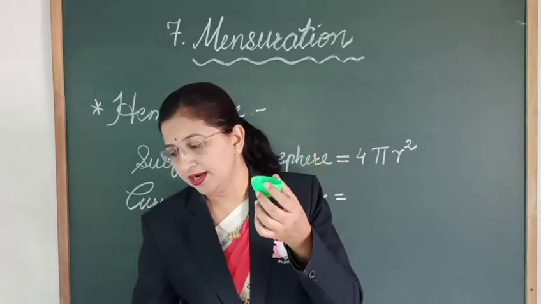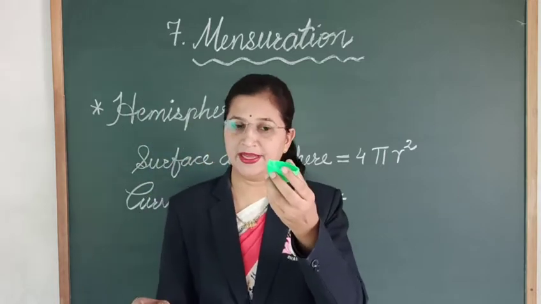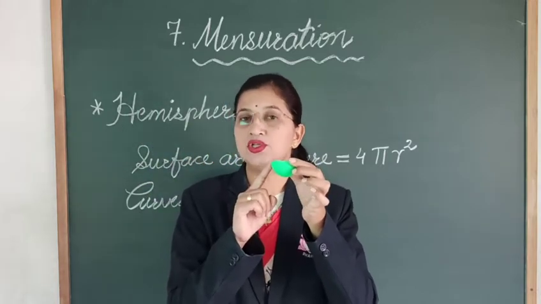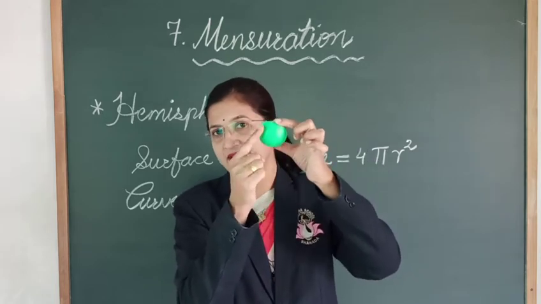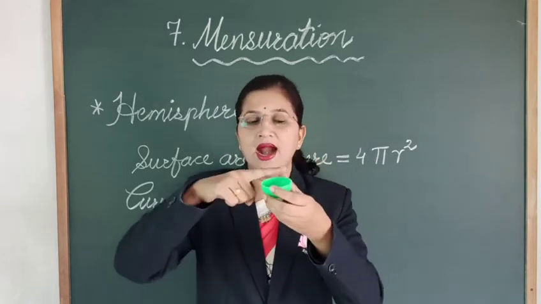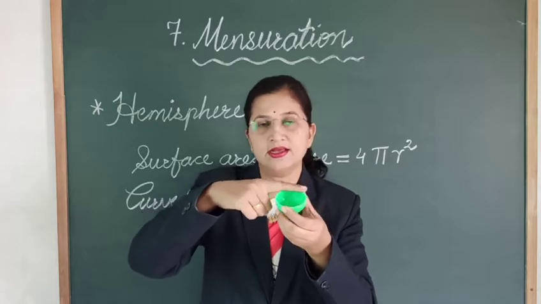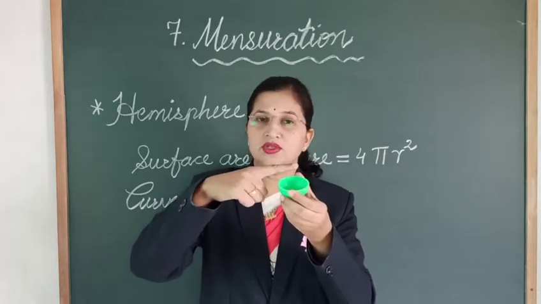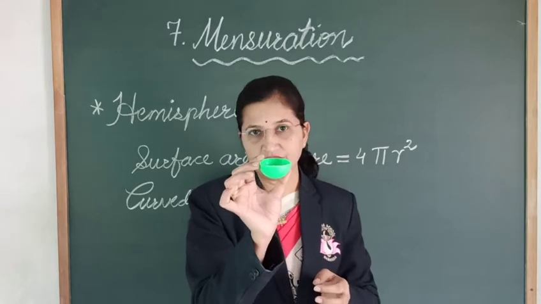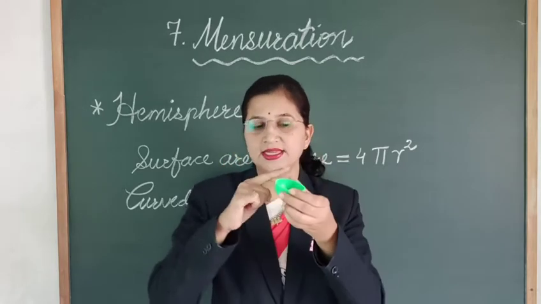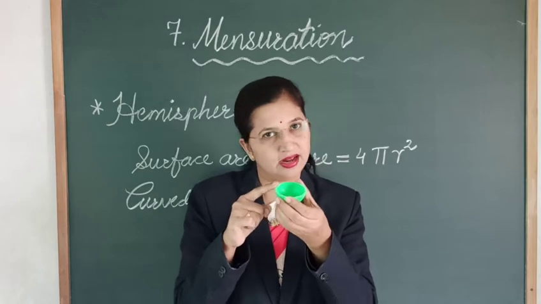So here, dear students, the hemisphere has 2 faces. One is this curved surface, and this top one is the circular surface. In this way the hemisphere has 2 faces: the curved surface and the top circular face.